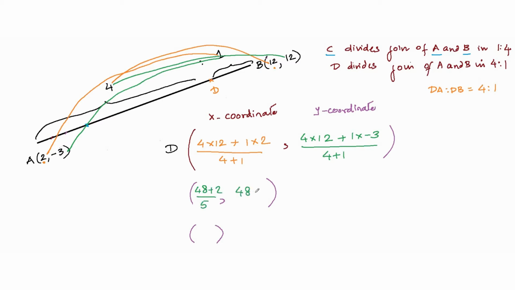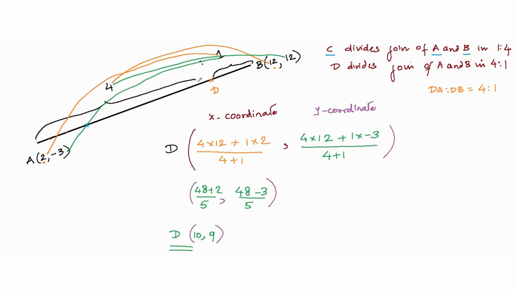And this is going to be (48 minus 3) upon 5. If you calculate this, this is 50 upon 5, which is 10, and 45 upon 5, which is 9. Therefore, the coordinate of point D is going to be (10, 9). This is how I can use the section formula to calculate the coordinates of different points that lie on this line segment.